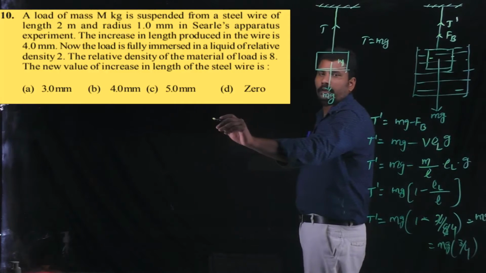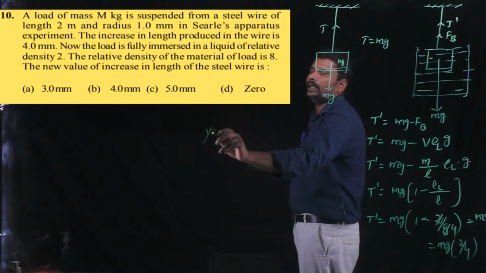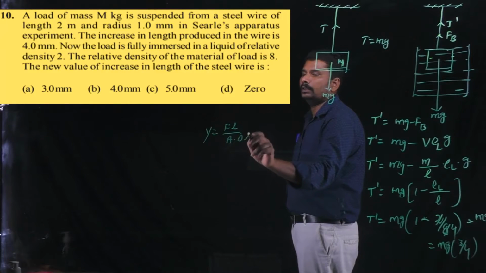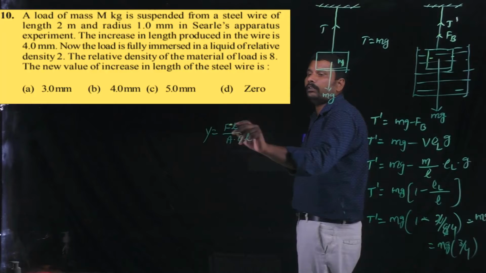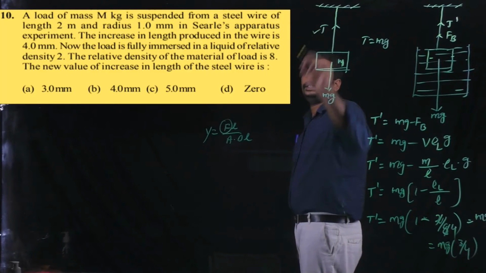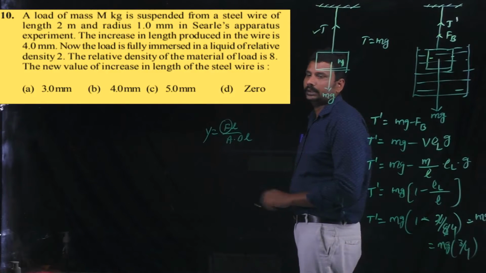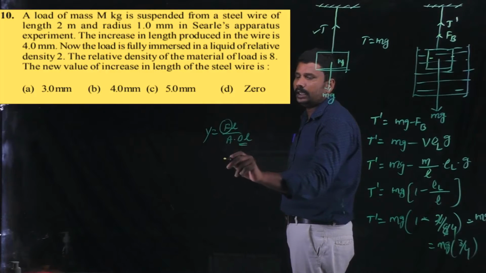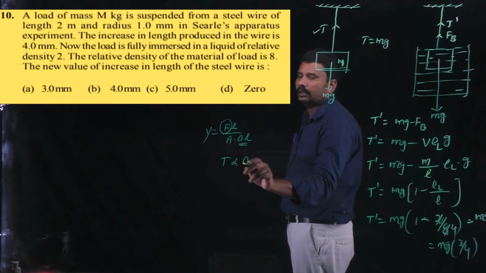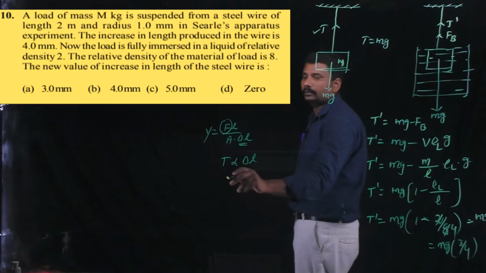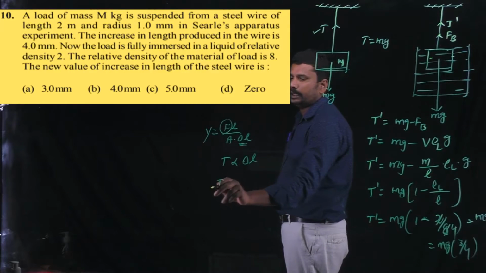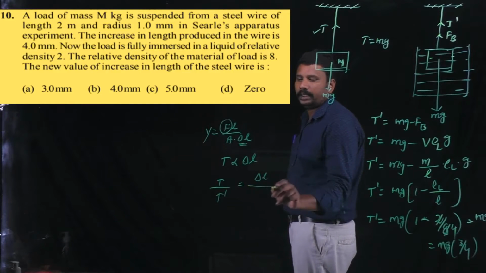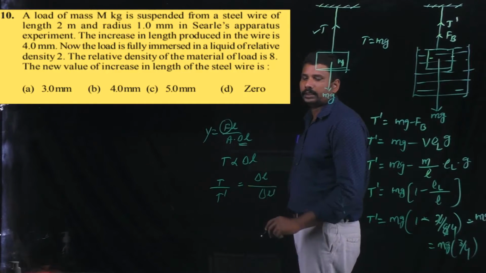Here, from the Young's modulus, Y equals FL by A into delta L. Here force is nothing but the tension in the steel wire, and this is the change in length. Here the tension and change in length are directly proportional. That's why T by T dash is equal to delta L by delta L dash.